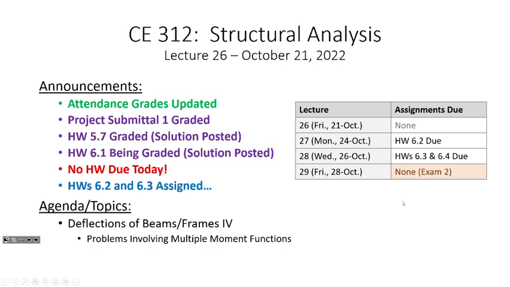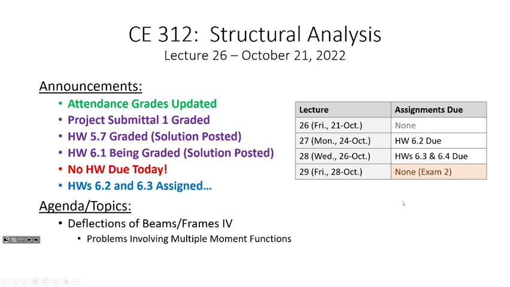5.7 is graded. 6.1, I think, is still being graded. There's no homework due today, but just so everybody's on the same page, 6.2 is due on Monday, and then homework 6.3 and 6.4 are going to be due Wednesday.